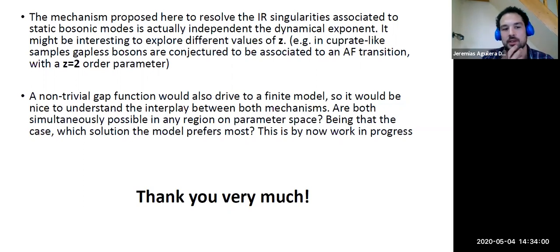And that would also be a possible resolution of the IR divergences. So an interesting question is whether both mechanisms are simultaneously possible, and if so, which one the system would prefer, meaning which has less free energy. This is by now a work in progress. So that's all. Thank you very much.